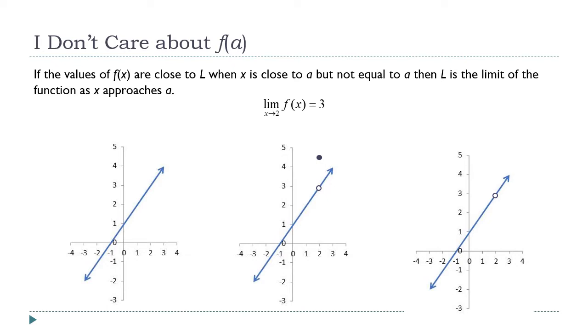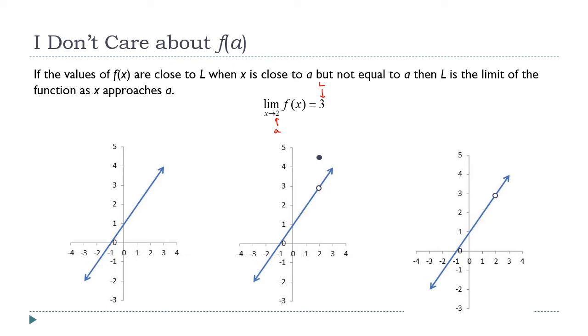So for all three of these, the limit needs to be 3. Let's look at my limit statement here. First, let's pick out some pieces. This 2 is the A in the limit, and this 3 is the L in the definition. Now look at the first one here. This is just a plain old-fashioned, very well-behaved line.